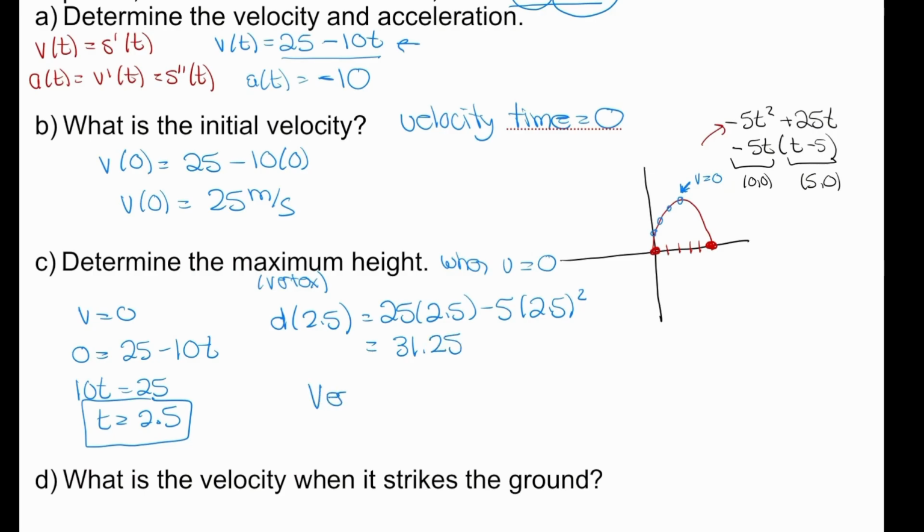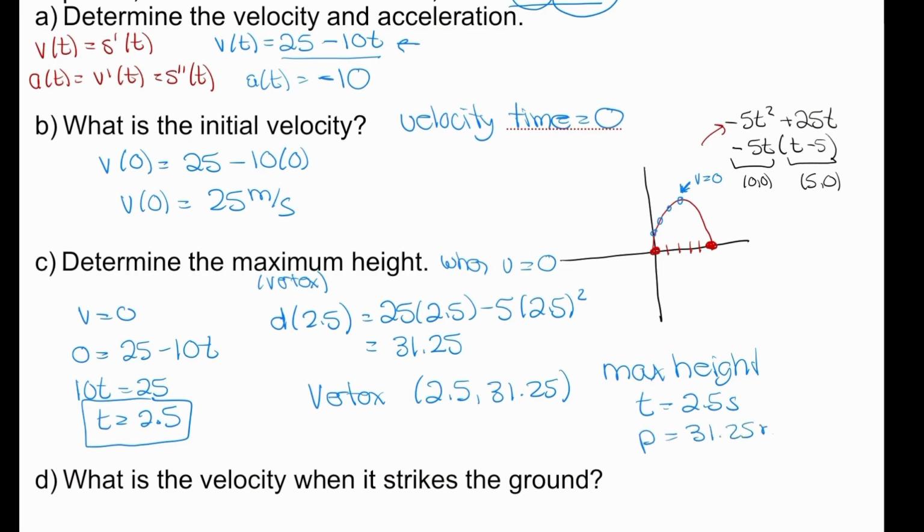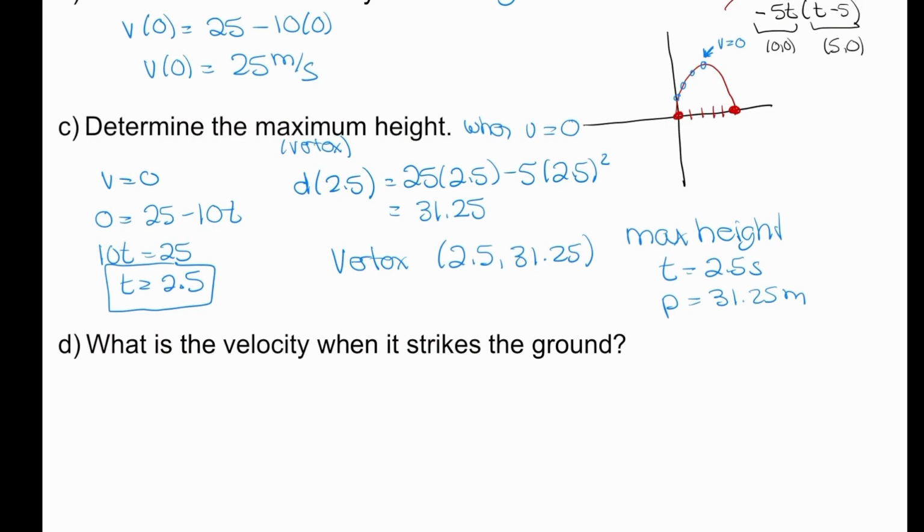So this tells me that my vertex will be at 2.5 and 31.25, which means that it will be at its maximum height. So max height when time is equal to 2.5 seconds, and that position will actually be 31.25 meters above the ground. And finally, this is asking us, what is the velocity when it hits the ground?